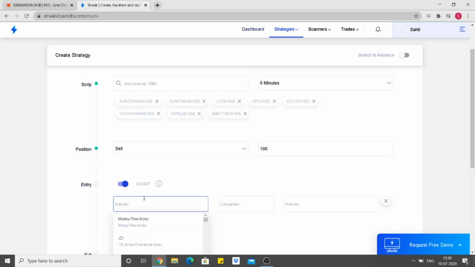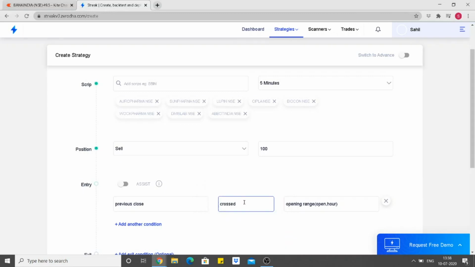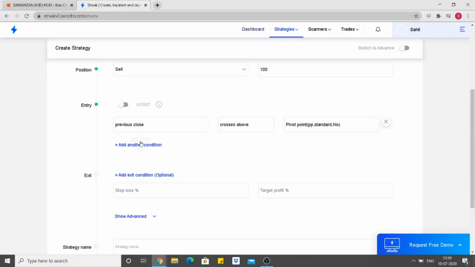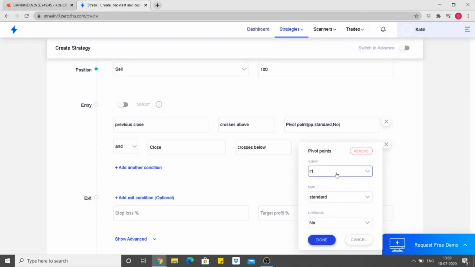Okay, so let's go ahead and input our first condition. The previous close should have crossed above the pivot points PP level, that is the middle level, the main pivot level, right? And the current close crosses below the pivot points PP level again.